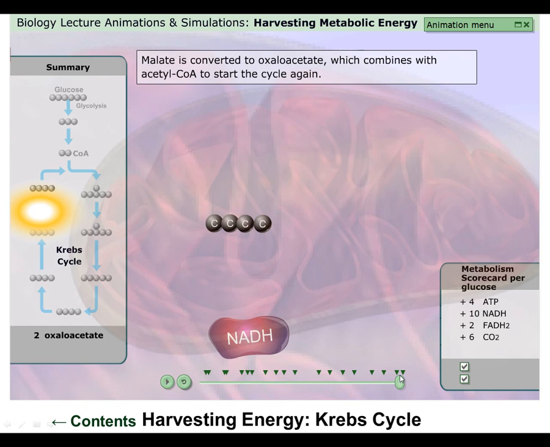So all it does is process the acetyl-CoA. That's what it does. It processes acetyl-CoA to pick off, efficiently and slowly as well. What are they picking off? Electrons and hydrogen.